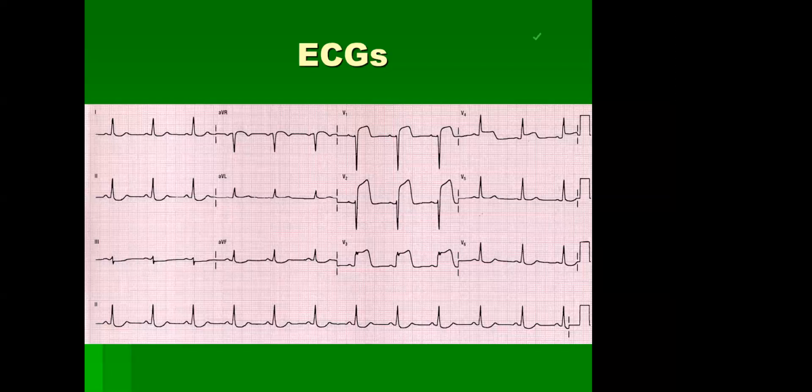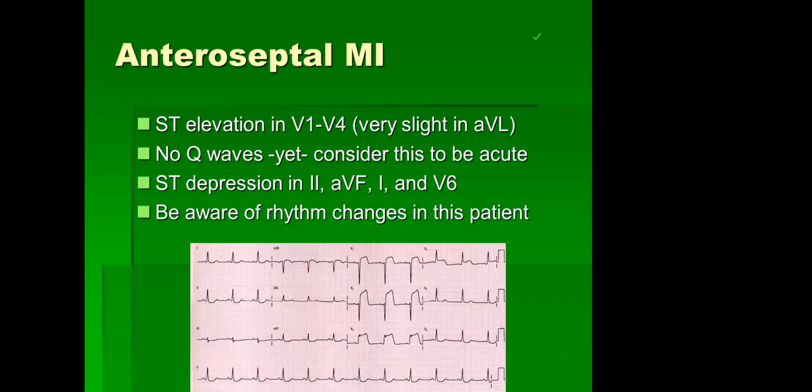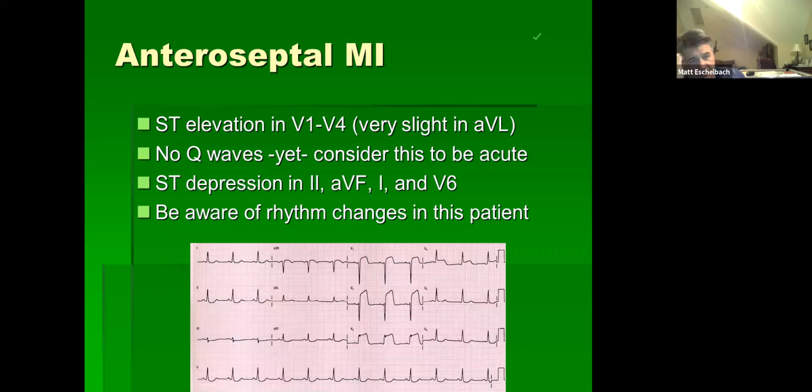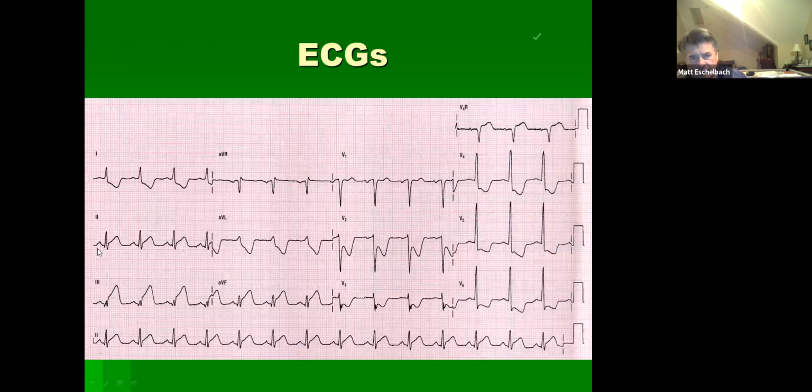So I'd say possible anterior septal MI. Good, anterior septal MI, perfect. ST elevation V1 through V4. No Q waves yet, so it's early. And ST depression in 2, AVF, 1, and V6. Also be aware of rhythm changes in this patient. Good job. All right, next one.